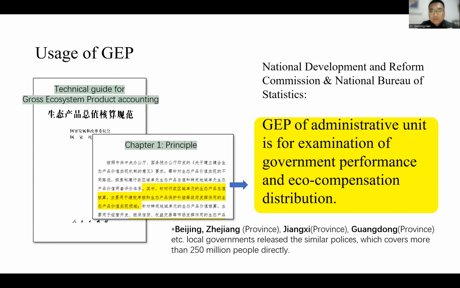So that's why local governments take this index so seriously. That's because from the top to the bottom, local decision makers think GEP cares more about their position in the office rank. And also some provinces and important cities have released their own technical guides for GEP accounting, such as Beijing, the capital of China, and Zhejiang province, Jiangxi province, and Guangdong province.